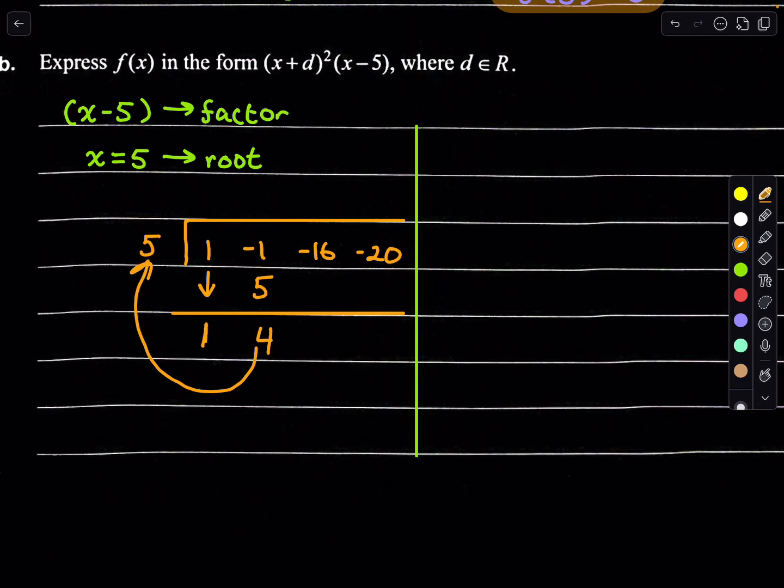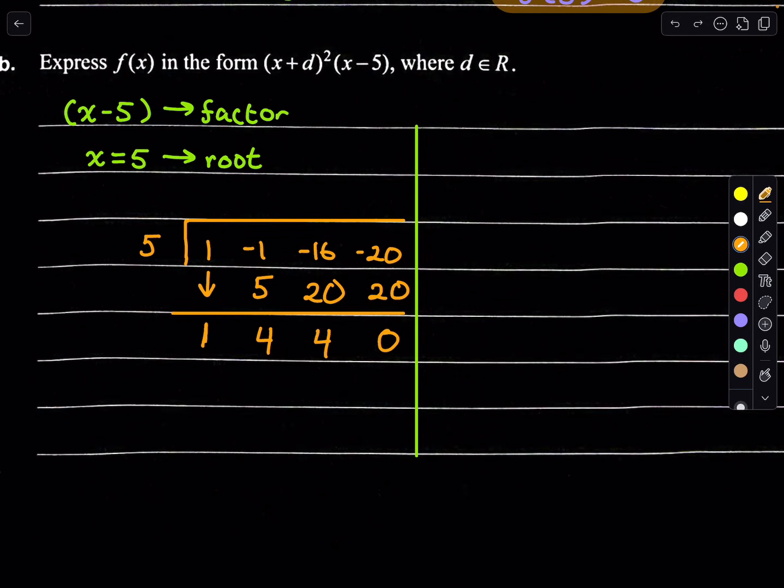And we do the same thing again. What's 4 times 5? That is 20. Then what's negative 16 plus 20? That is positive 4. Then what's 4 times 5? That's positive 20. And you add these up, that's 0. And this here, the last thing, is called your remainder.